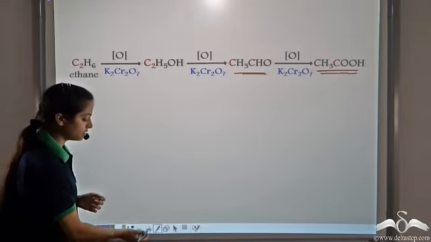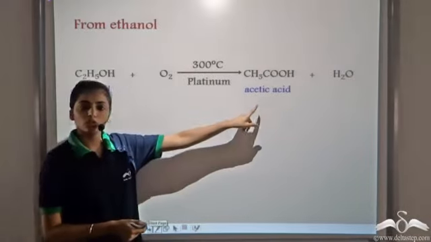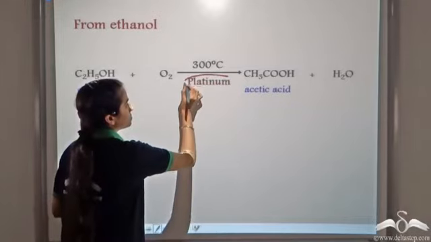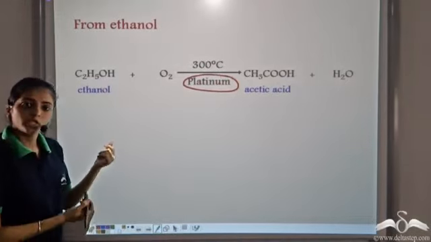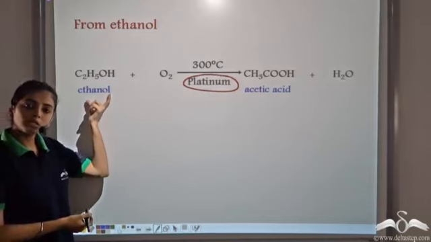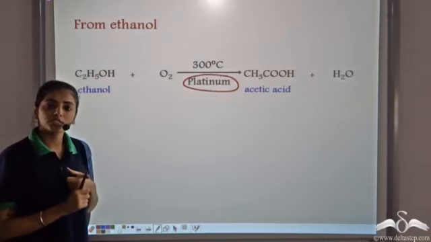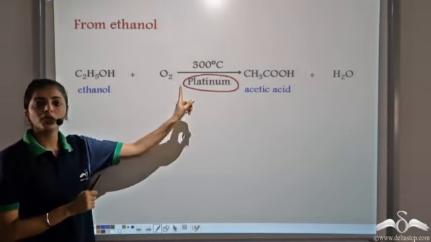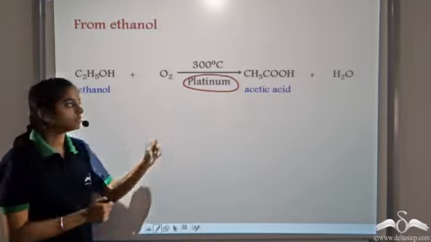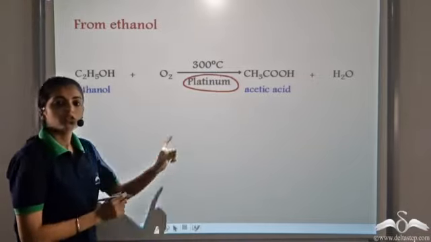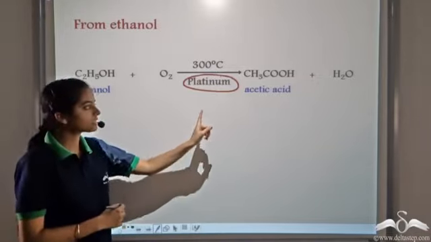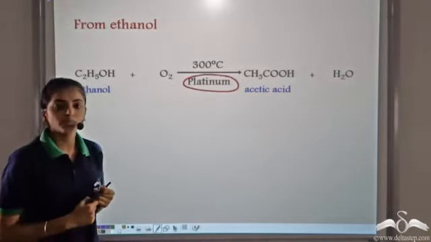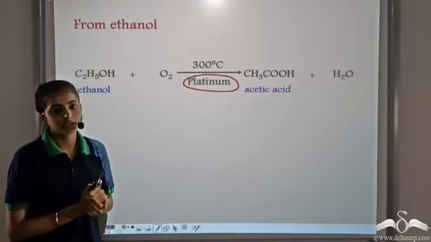Another method to prepare ethanoic acid, which is also known as acetic acid, is by using the catalyst platinum. So initially we had used ethanol. We carry out the oxidation in the presence of potassium dichromate. Now we carry out the oxidation by using another catalyst, which is platinum, at 300 degrees Celsius. So by using platinum as another catalyst, we can also prepare acetic acid and water is released. So by using this method also, we can prepare a particular carboxylic acid.